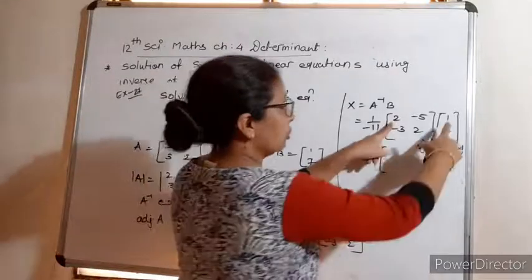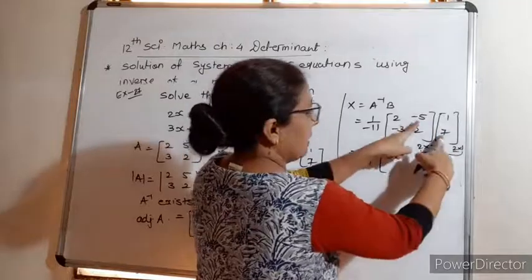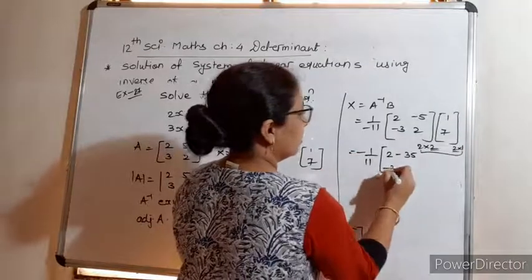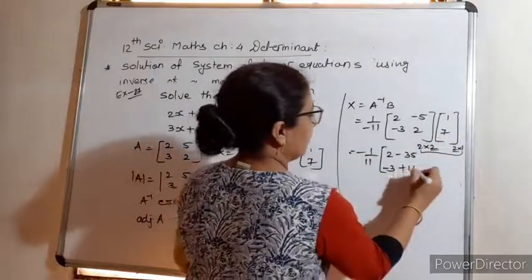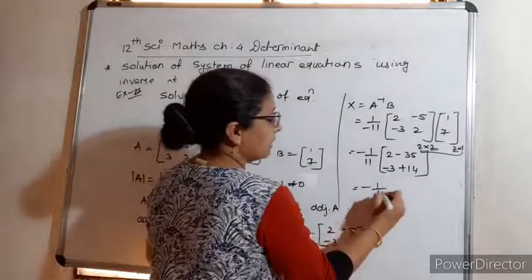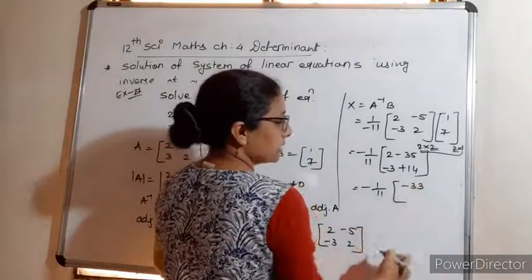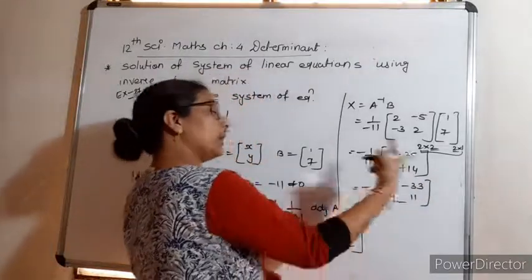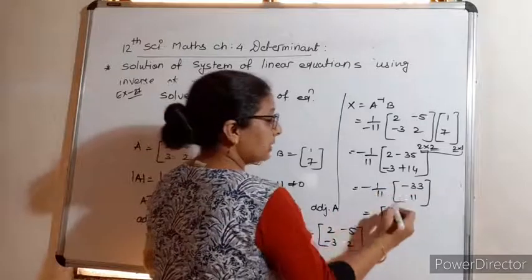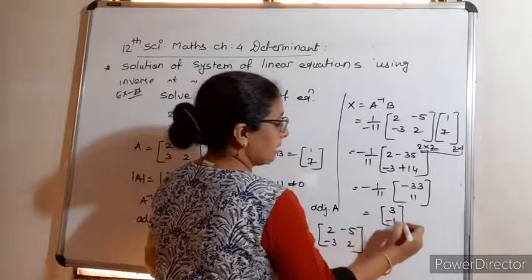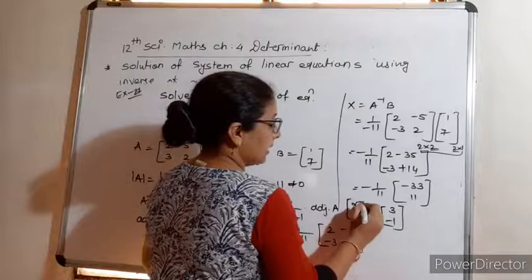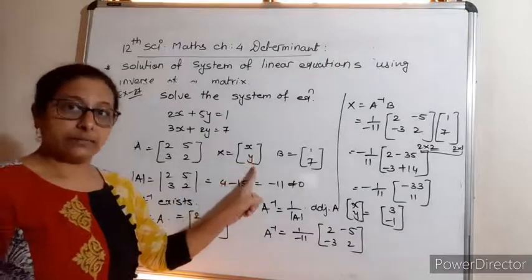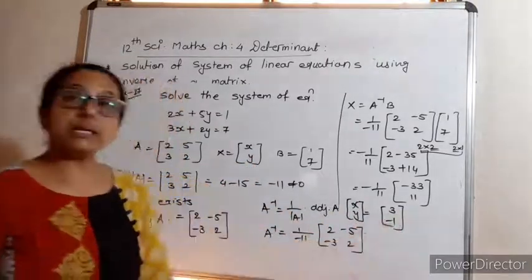You know how to find the matrix product, right? Yes. Now, 2 ones are 2, minus 5 sevens are minus 35. Minus 3 plus 14. So minus 1 by 11, minus 33 and 11. If you multiply minus 1 upon 11 inside, 11 threes are 33 and 11 into minus 1, we get xy is equal to 3, minus 1.